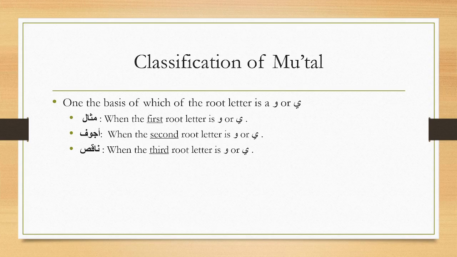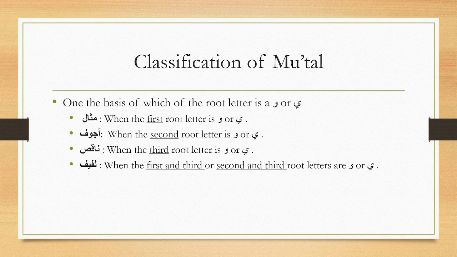So we have got mithal, ajwaf, and naqis, following the pattern of wa or ya being on the fa kalima, the ain kalima or the lam kalima. Now we also learned in the previous class that in Mu'tal we can have more than one root letter as a wa or ya. If we have two root letters as a wa or ya, we call that class of Mu'tal lafif.